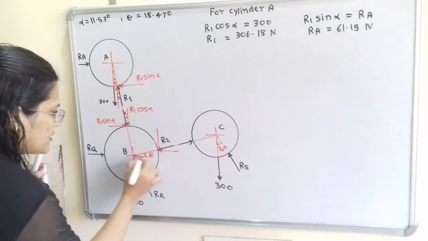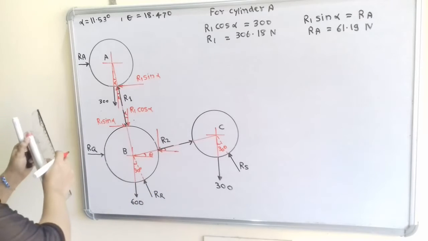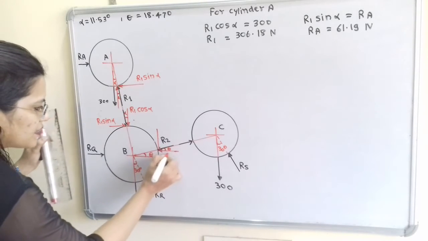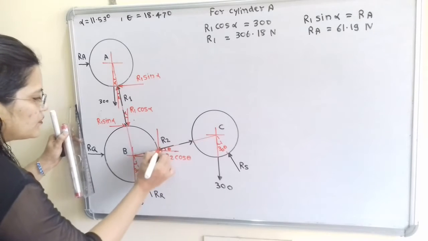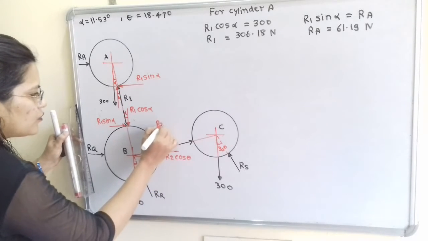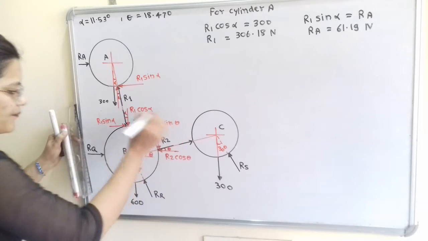Now this R2 is making an angle of theta with the horizontal. So here is angle theta. So its value is R2 cos theta for the horizontal component, and for the vertical component R2 sin theta.